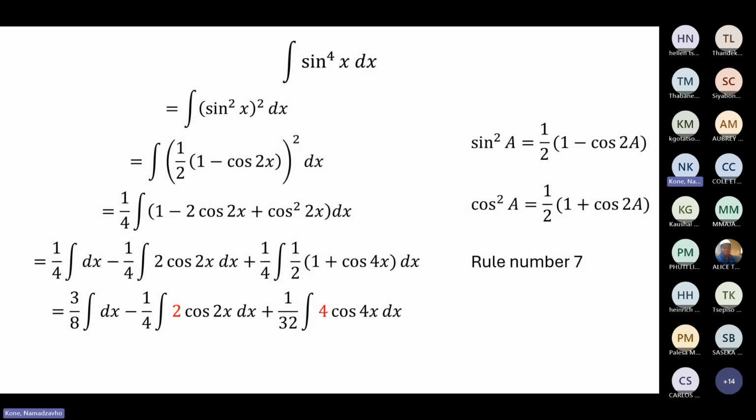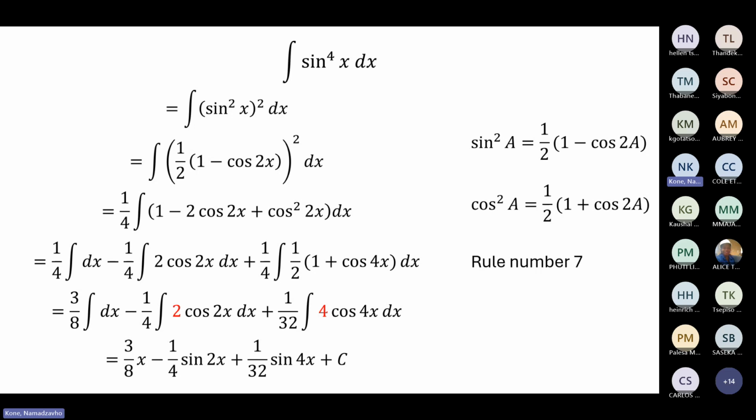100%. Because the 3 over 8 is just a constant, integral of 1 dx. 1 is x to the power 0, so 0 plus 1 divided by the result gives you an x. That is where he got our 3x over 8. And then this other one, the middle one, minus 1 over 4 is outside. So we look at the integral from rule number 7. It says that the integral is sine of 2x, then sine of 2x all over 4, which is the 1 over 4 that was there. And the last one, exactly the same way, sine of 4x now over 32 because of the 1 over 32 that is there.